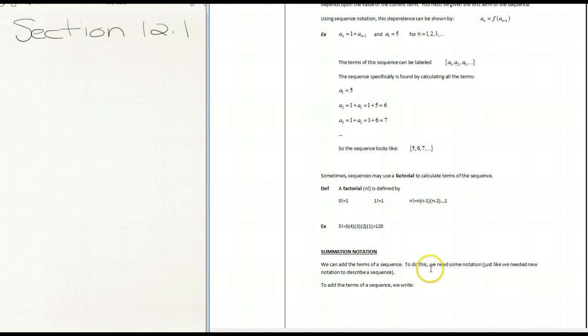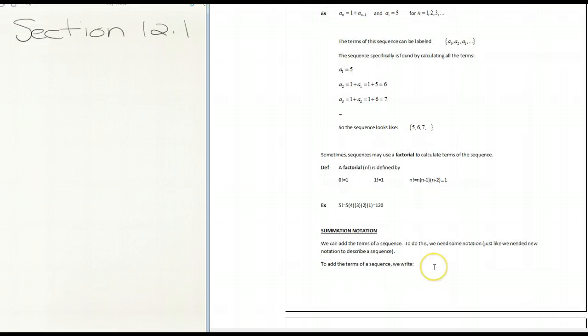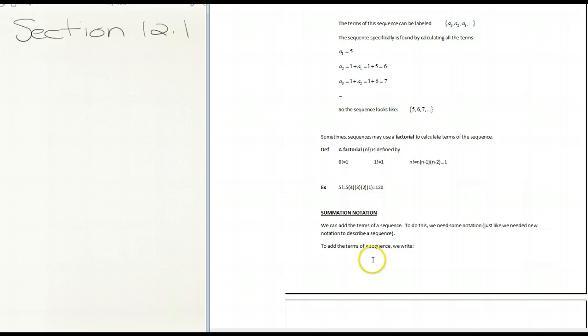Okay, so once we have a sequence, what we can do is take the terms of the sequence, these are the terms of this sequence, for example, 5, 6, 7, and so on, and instead of just listing them out like this, we can actually add them, right? So we could say 5 plus 6 plus 7 plus 8 plus 9 plus 10, and keep going and going and going and going, right? We're going to need some notation to do this, just like we needed new notation to describe the sequence.